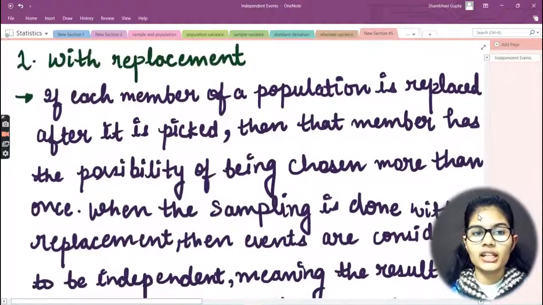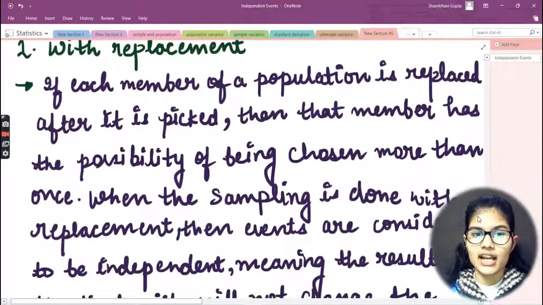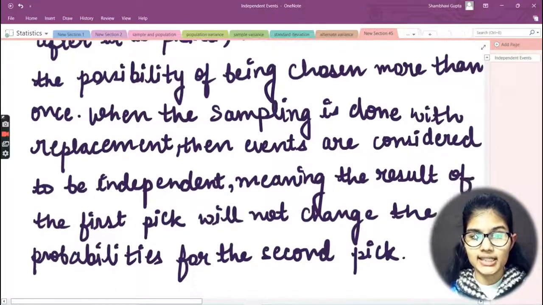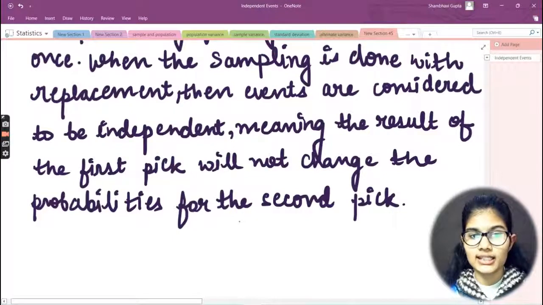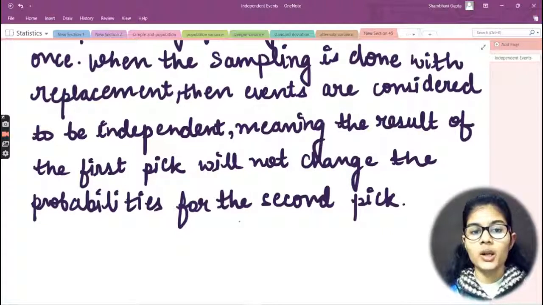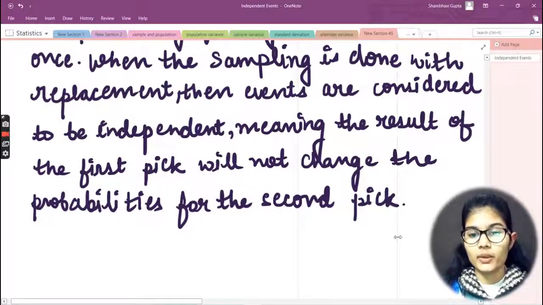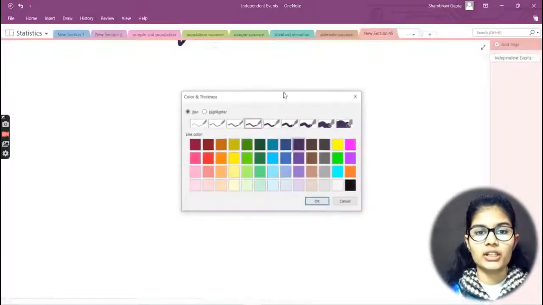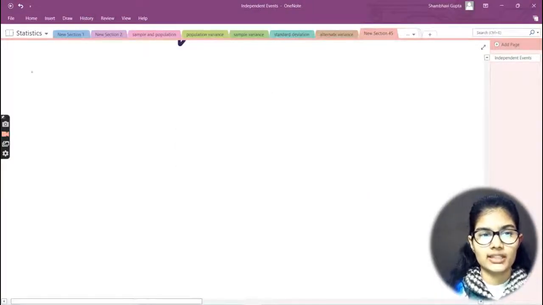So this is what actually happens in the with replacement: if each member of a population is replaced after it is picked, then that member has the possibility of being chosen more than once. When the sampling is done with replacement, then events are considered to be independent, meaning the result of the first pick will not change the probabilities for the second pick. This is what happens in sampling with replacement.